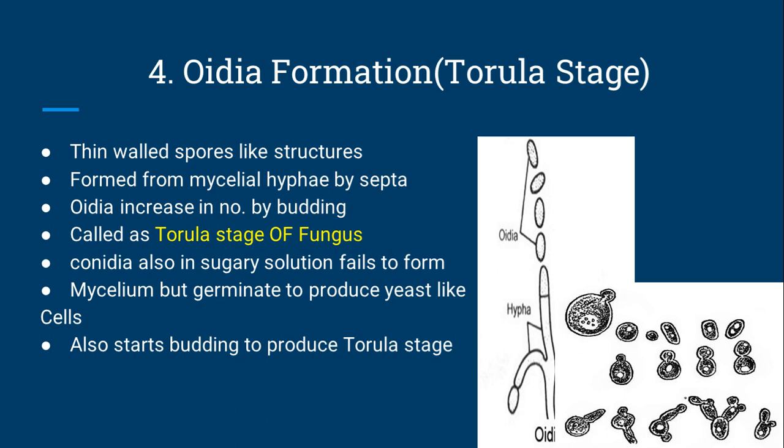But there is one important economic importance of this torula stage: like yeast, it also induces alcoholic fermentation. So oidia formation not only acts as a mode of asexual reproduction, but by budding they also induce alcoholic fermentation. So these are the four modes of asexual reproduction, but the most common among these is conidia formation. The second one is fragmentation, the third one is sclerotia, and the fourth one is oidia. So this completes the asexual reproduction in Penicillium fungus.